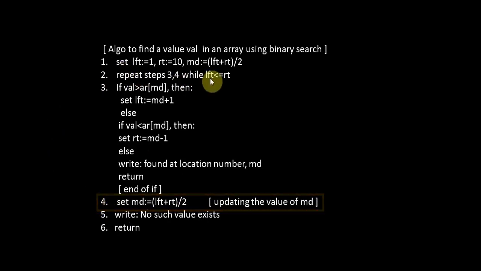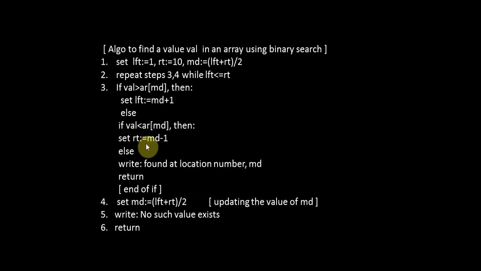Control will go up, the condition will be tested, and again these checks will be made. If the value is not found, either LFT will be updated or RT will be updated, and the value of MD will be updated. The loop will go on like this. Ultimately, if the value happens to be present in the array, this else is going to be executed, right? And the message found at location number MD will be printed.